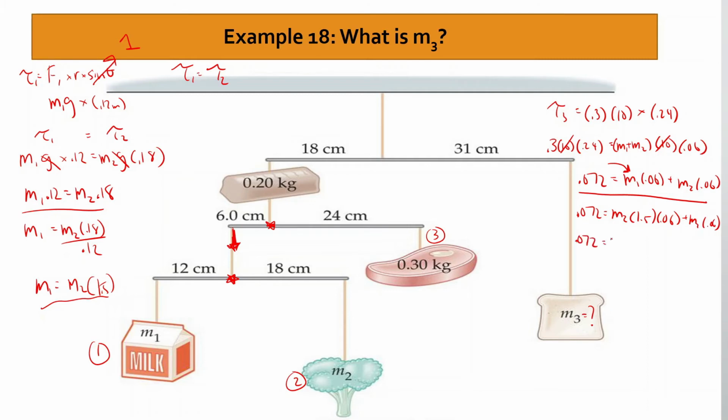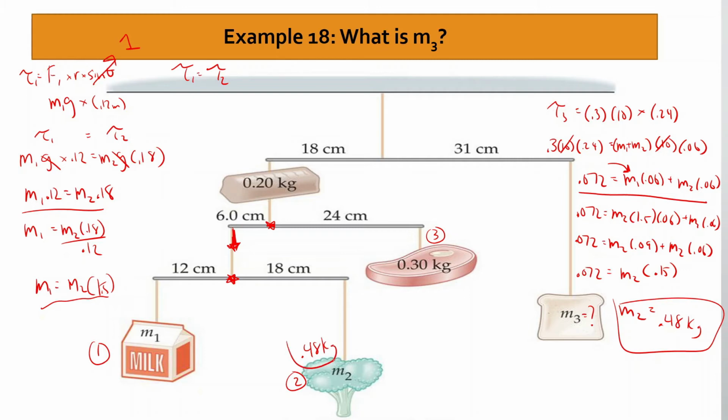0.072 is equal to, yep, that's 0.06. M2 times 0.09 plus M2 times 0.06. So we can simplify this. 0.072 is equal to M2 times 0.15. So now we can say M2 is equal to 0.072 divided by 0.15, and we get M2 is equal to 0.48 kilograms.